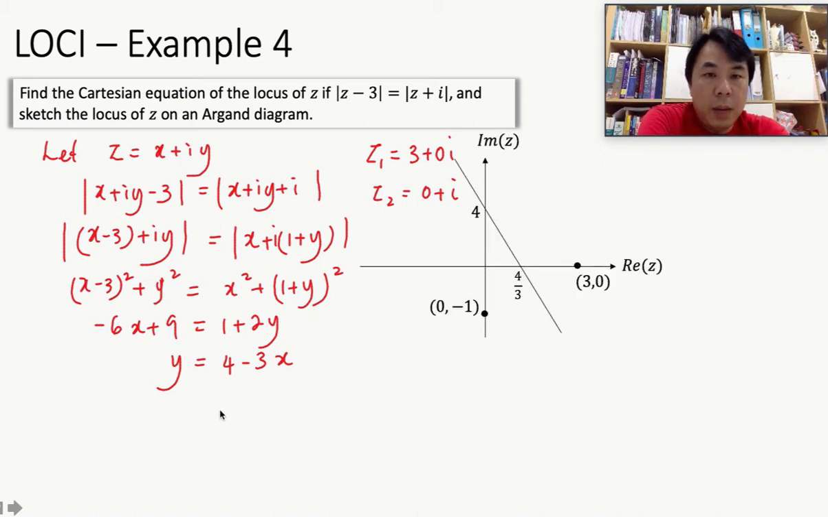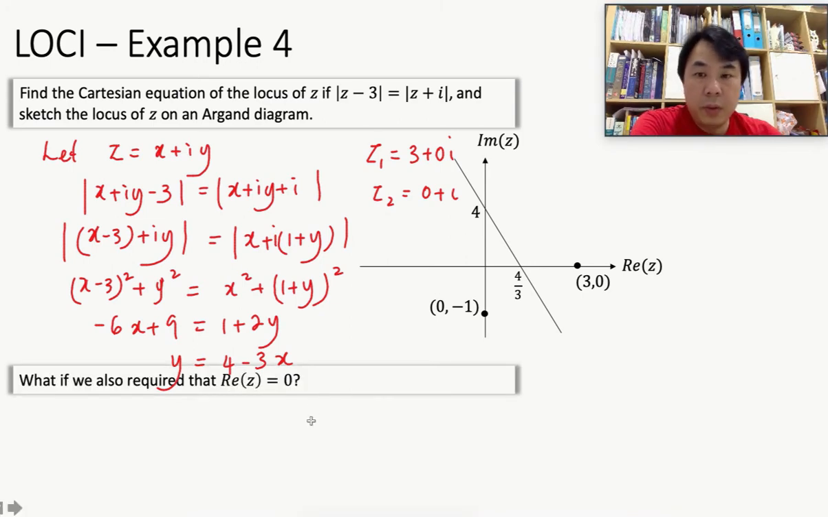So this is how the perpendicular bisector for this complex equation looks like. All you need to do is just sketch a straight line passing through the y-intercept, or imaginary intercept, at 4, and then the real intercept at 4 over 3 there. Yep. And then that is the sketch that we need, marking the fixed point here. Okay, I hope that is clear. We're going to move on to the next example.